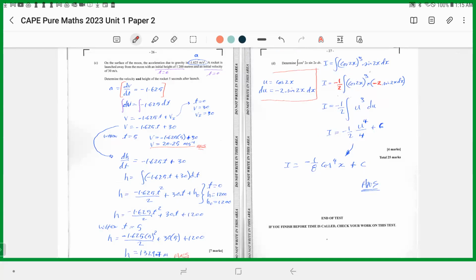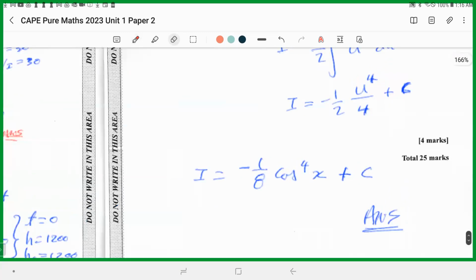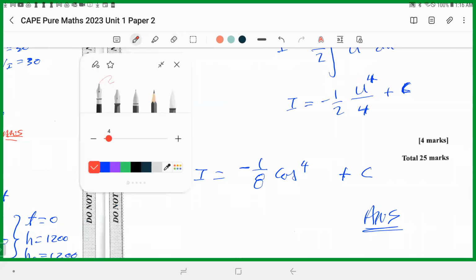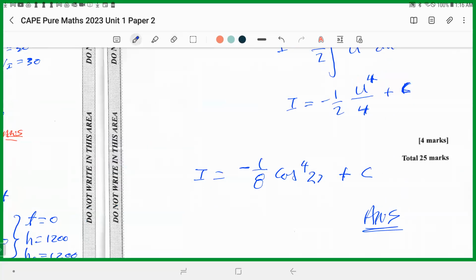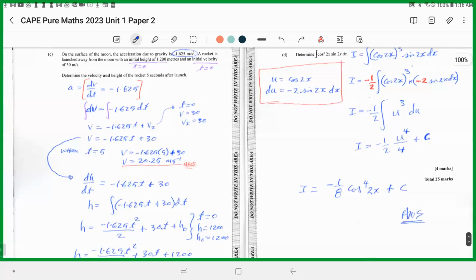I'll put this in a box, the substitution that we made. Then take this off. That's my answer. Making the substitution for the u, u to the 4th power becomes cos to the 4th power. No, see, I made a mistake. It's 2x, not x. We did differentiate with the 2x, yes. So the 2x there, the 2. Anyway, that's it.